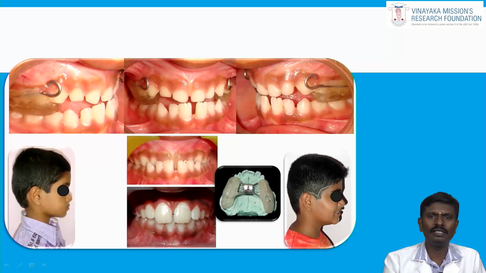Hereafter we will see the cases. So this is the class 3 case. You can see the class 3 clinical features. Midface deficiency is there for this patient. Maxillary anterior intraorally, if you see, the maxillary anterior crossbite is there.